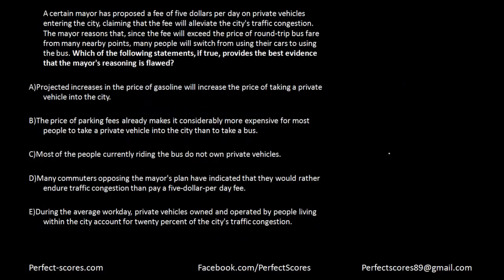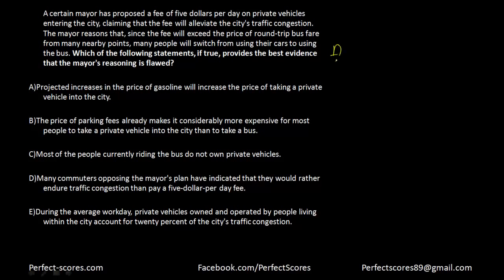Let's do another question. The question says, which of the following statements, if true, provides the best evidence that the mayor's reasoning is flawed? Now, a certain mayor has proposed a fee of $5 per day on private vehicles entering the city, claiming that the fee will alleviate the city's traffic congestion. The mayor reasons that since the fee will exceed the price of round-trip bus fare from many nearby points, many people will switch from using their cars to using the bus.